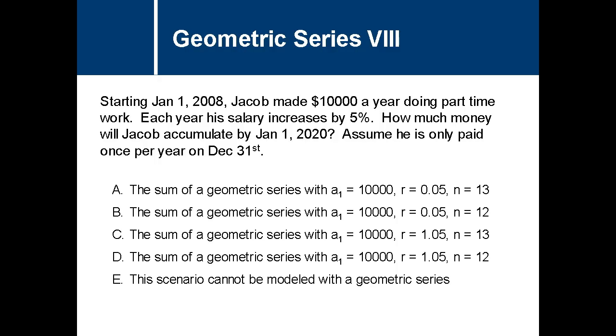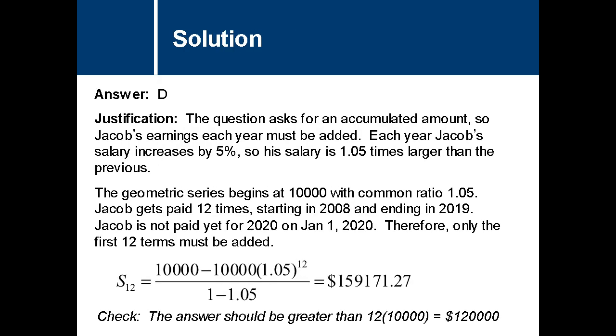What do you think? And if you thought the answer was D, where we use 1.05, and we use 12 times for the number of years where he gets paid, you are correct. And that gives you a number which you can plug in.